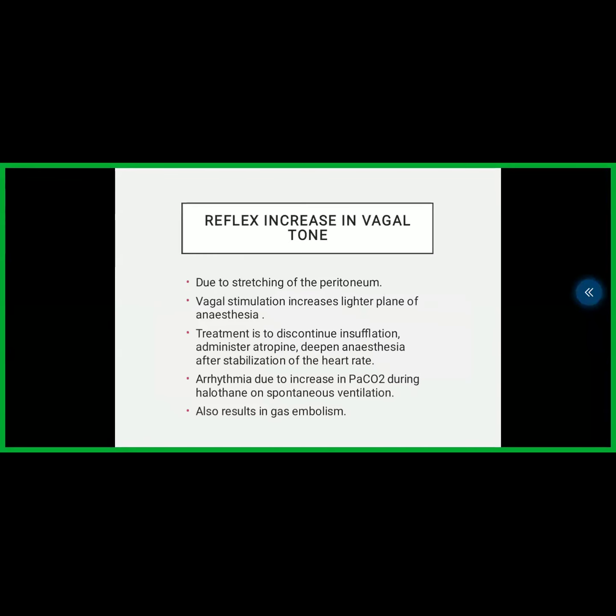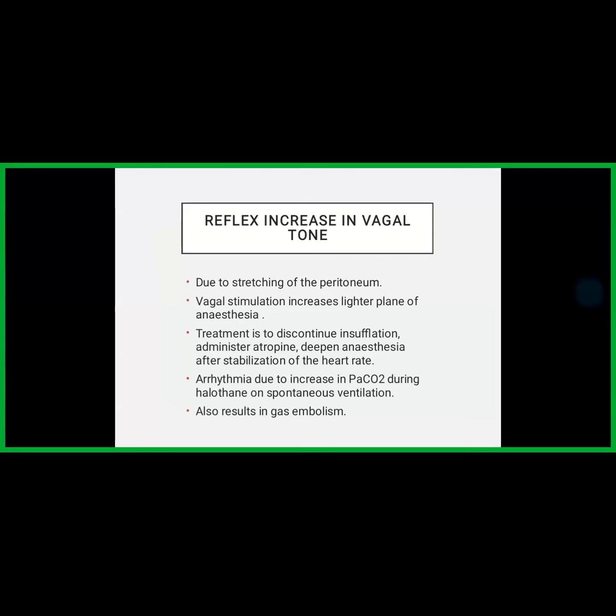Then there's also a reflex increase in the vagal tone. This is also for cardiovascular changes. This is basically due to the stretching of the peritoneum, bringing about vagal stimulation. So this one will actually bring about an increase in vagal tone and the bradyarrhythmias that we see. Then another thing is that the treatment for these bradyarrhythmias is to discontinue the insufflation, administer atropine, and deepen anesthesia after stabilization of the heart rate.